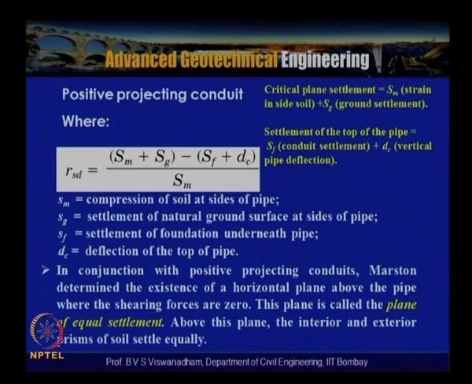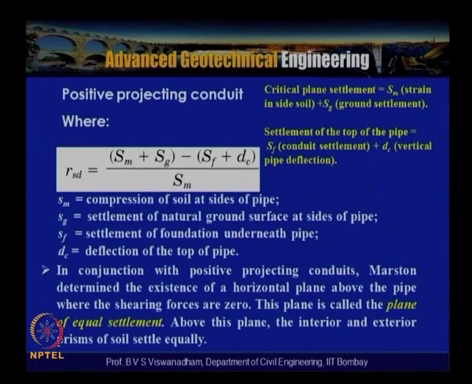The critical plane of settlement is SM, that is the strain in the side soil, plus SG, the ground settlement. The settlement of the top of the pipe is equal to SF plus DC, where SF is the conduit settlement and DC is the vertical pipe deflection. This pipe deflection is merely due to the property of the pipe.